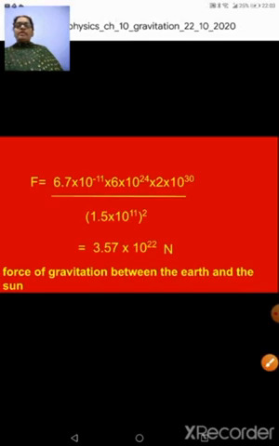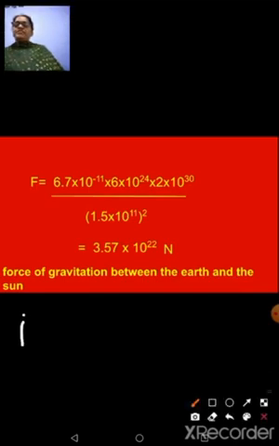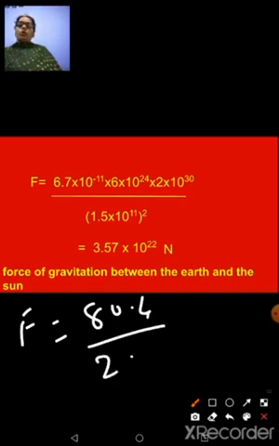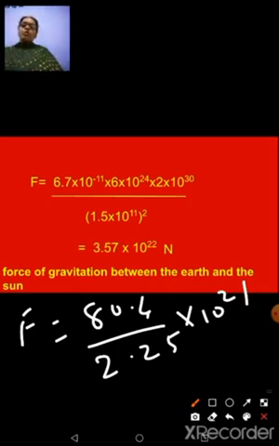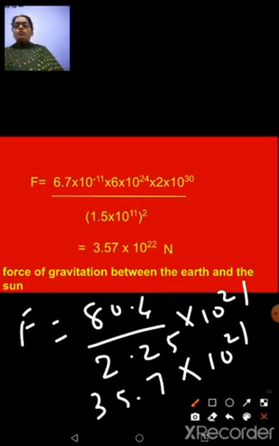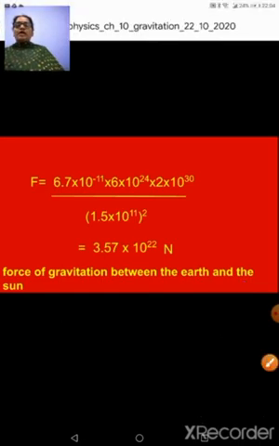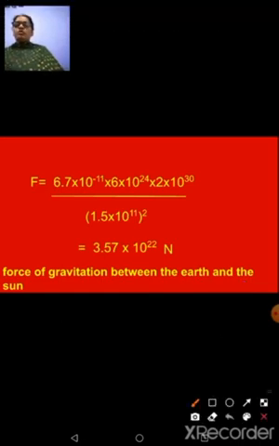So I can rewrite this now as F is equal to 80.4 upon 2.25 into 10 raised to 21. When I divide this 80.4 by 2.25, I'll get the answer as 35.7 into 10 raised to 21. Now when I move this one decimal point here before 5, I will increase one number to my exponent here.